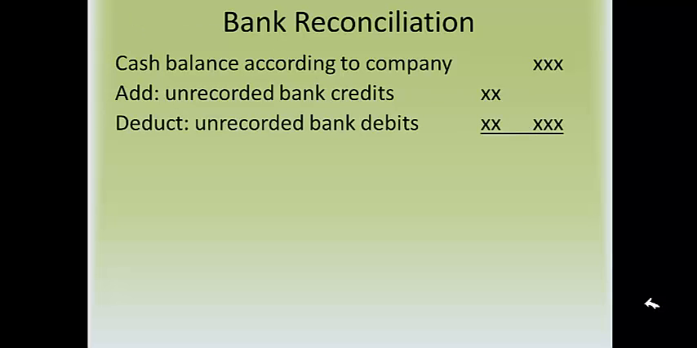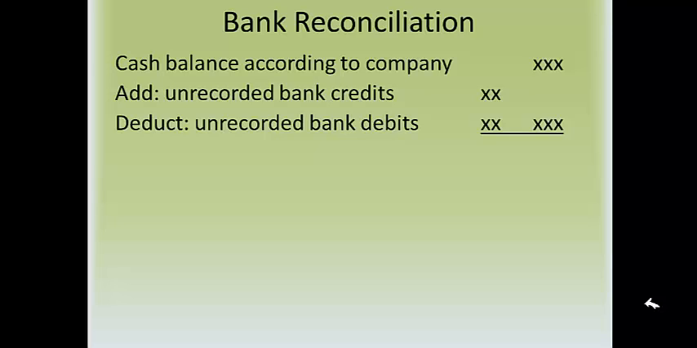Then we'll subtract any unrecorded bank debits, which would be things like non-sufficient fund checks. That means we deposited a check from a customer, but it bounced because they didn't have the money in their account. So although we already recorded this as income in our books, we now need to deduct it because we didn't actually get that cash. And we also need to make an entry for it on our books.